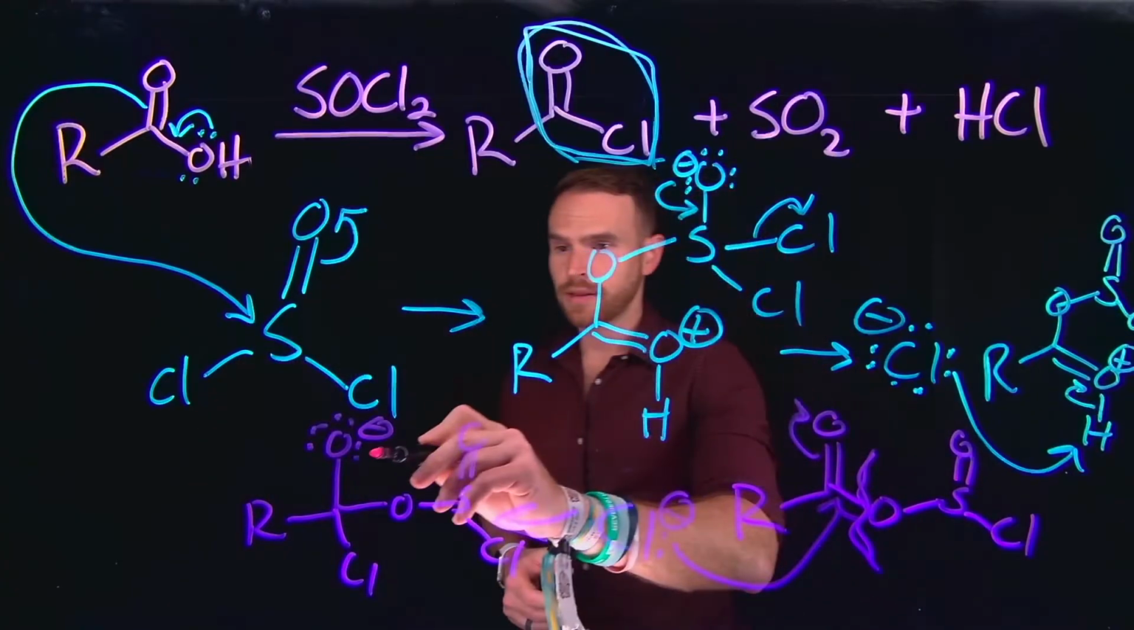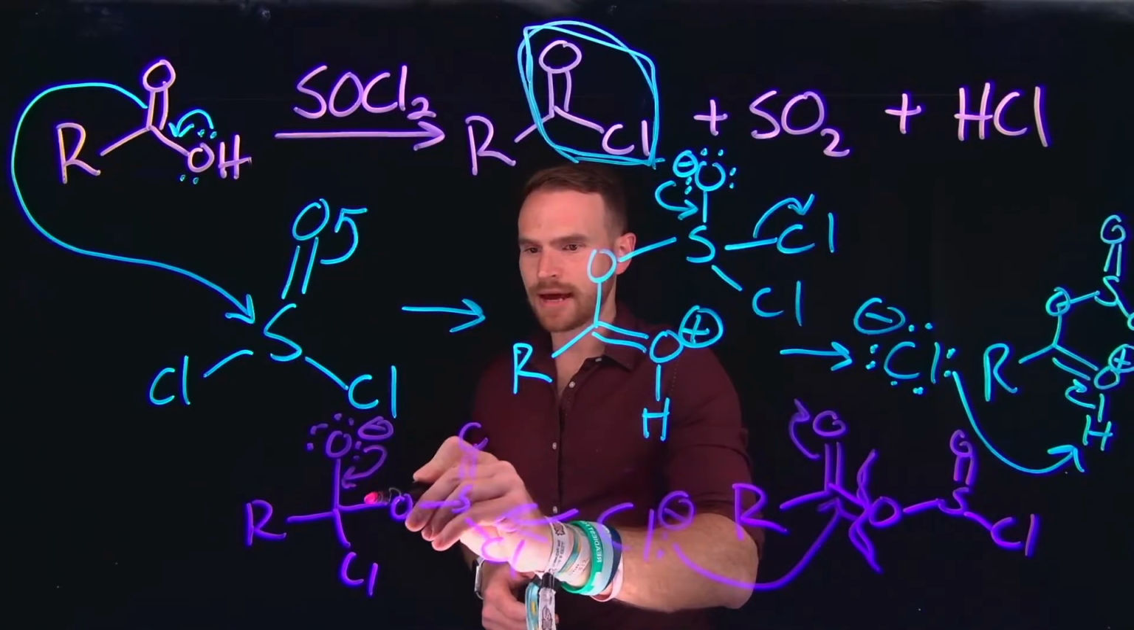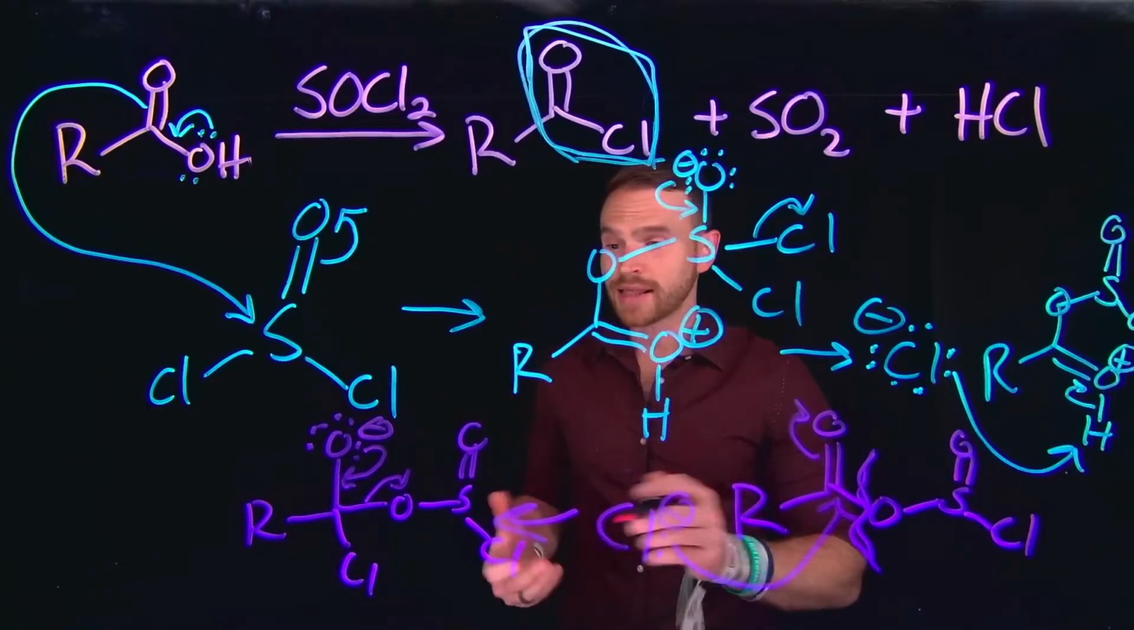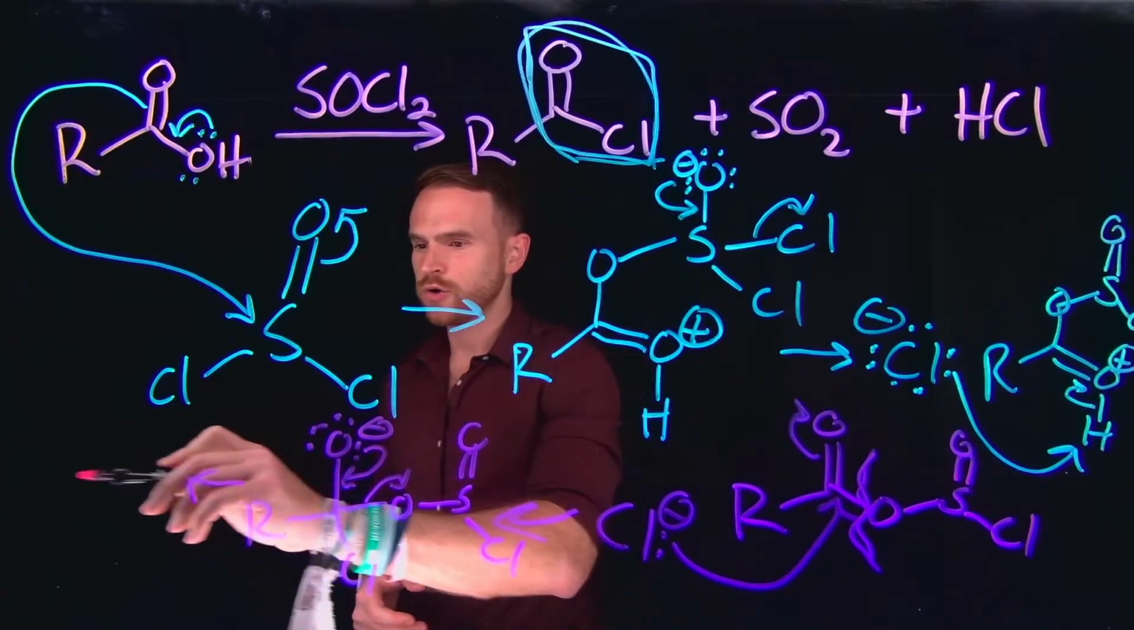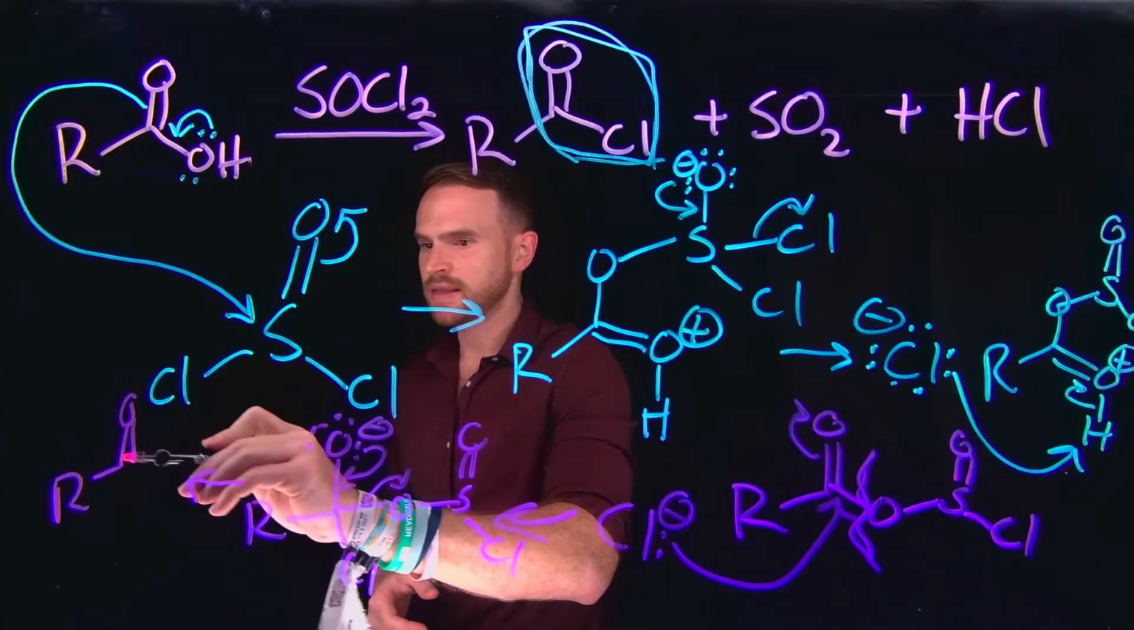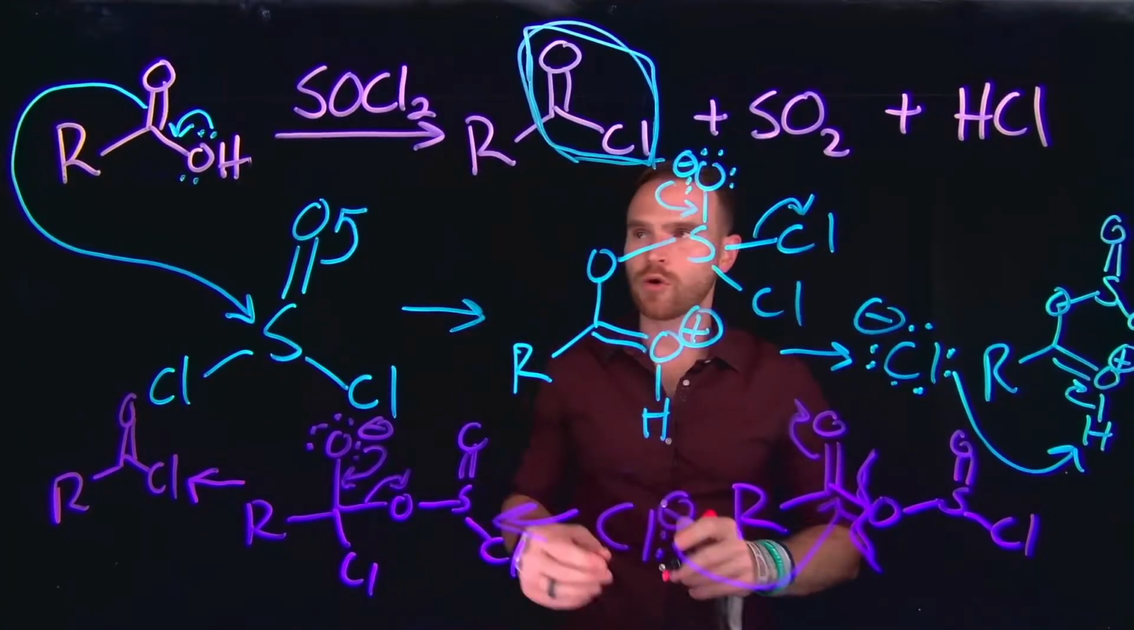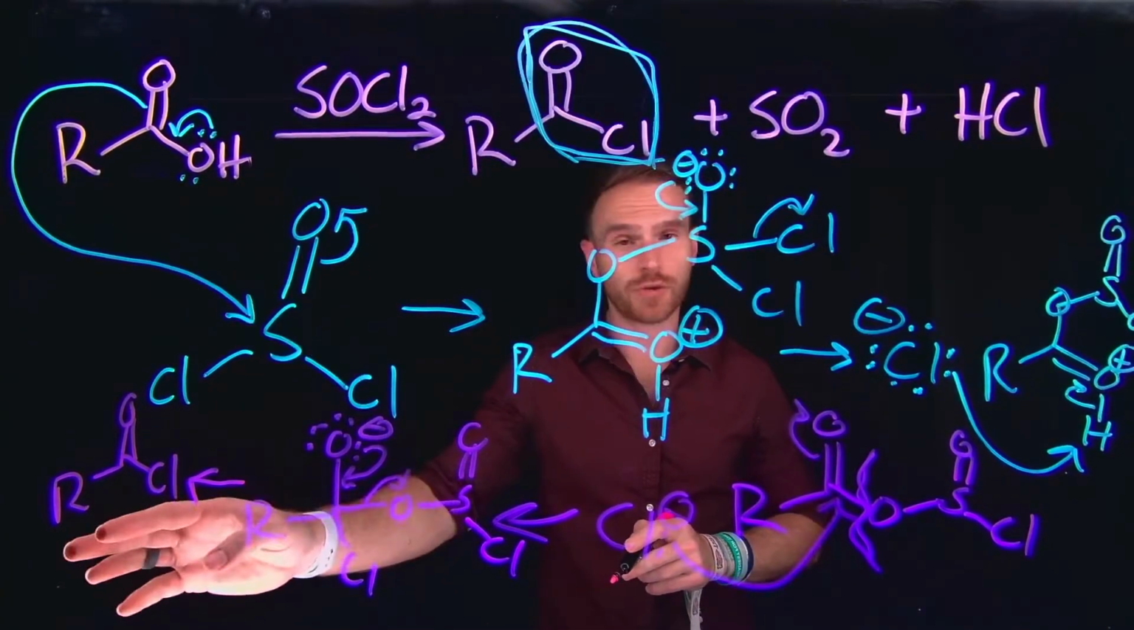At which point, these pi electrons can come back down and kick off that leaving group, allowing us to finally generate our new acid chloride. And this is the mechanism for using thionyl chloride to turn carboxylic acids into acid chlorides.